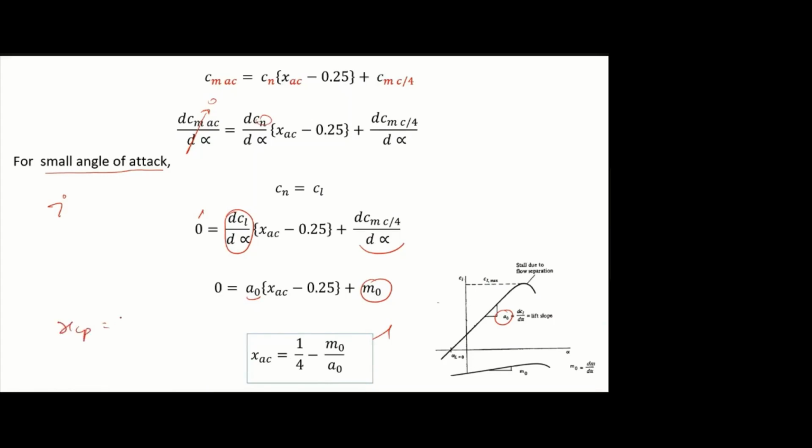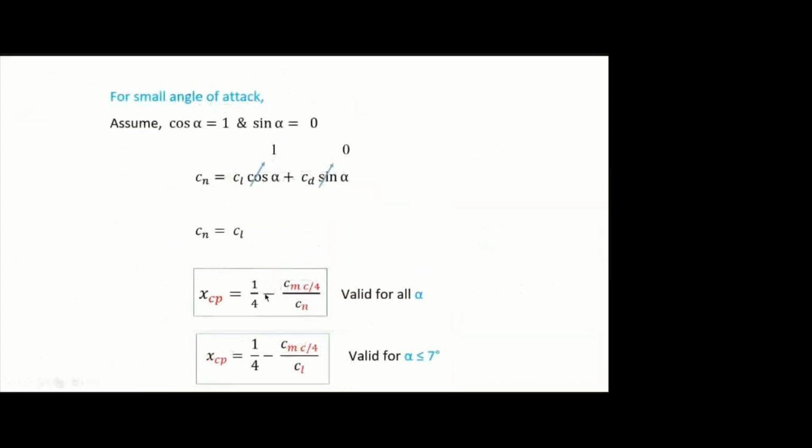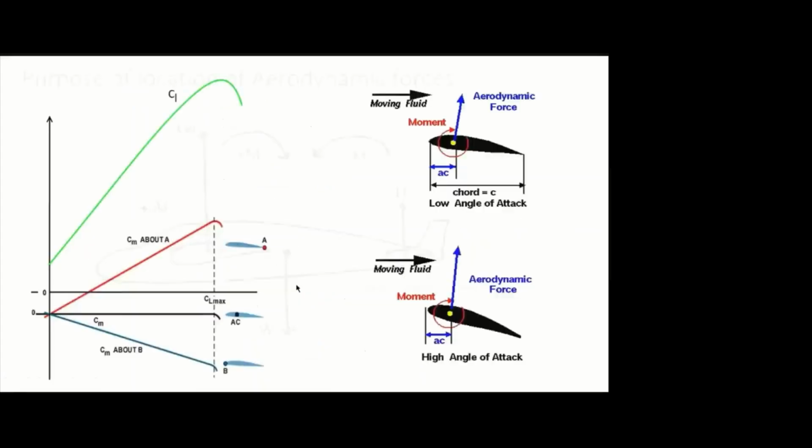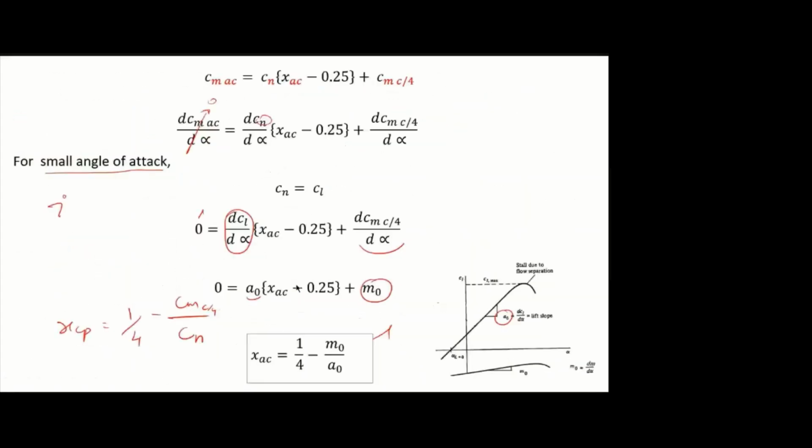And I think for the center of pressure, if you take, it is 1 by 4 plus or minus, what is the term we got? Minus only, right? Where it is minus, this is for center of pressure, and this is for aerodynamic center. So two equations. Is that clear? The center of pressure and aerodynamic center derivation.